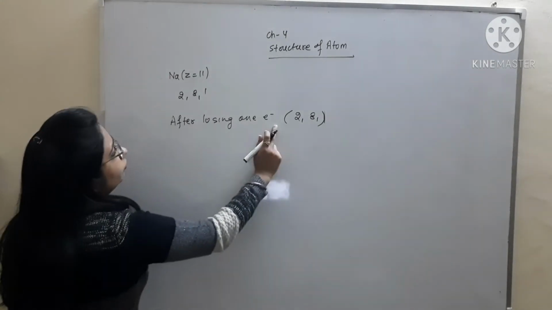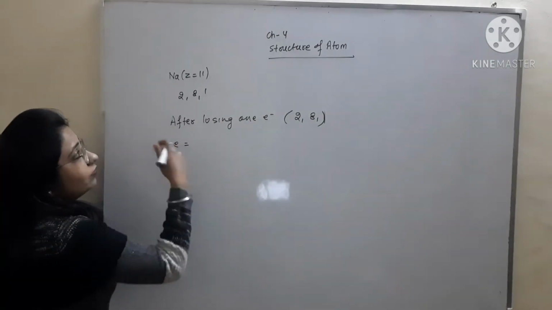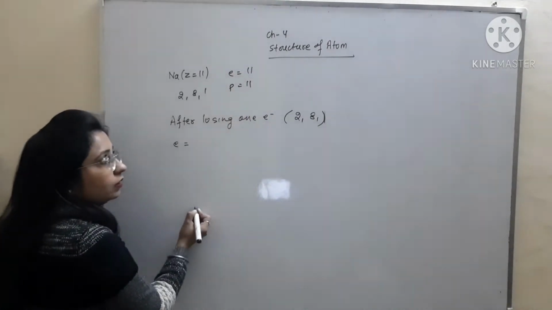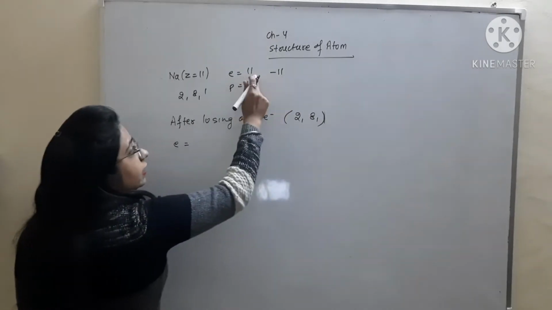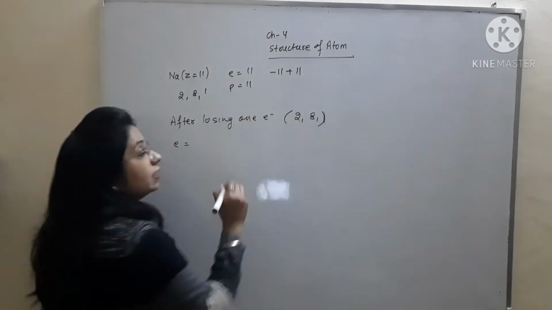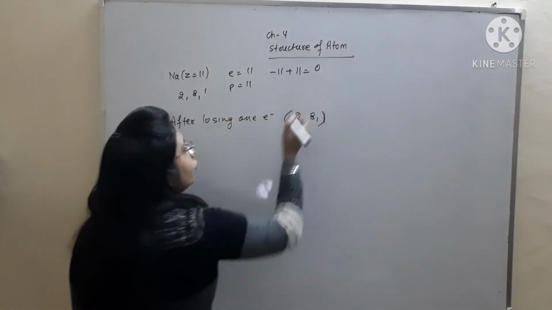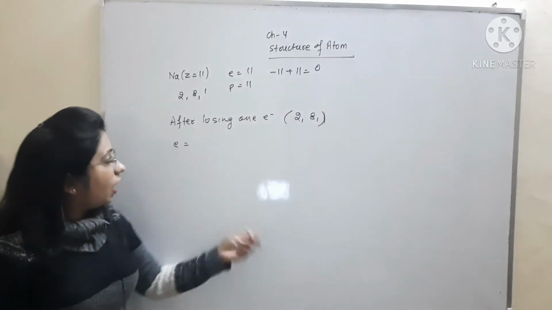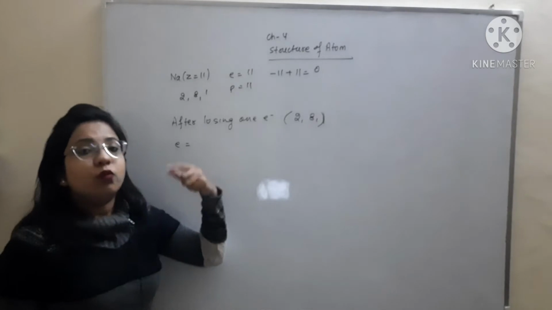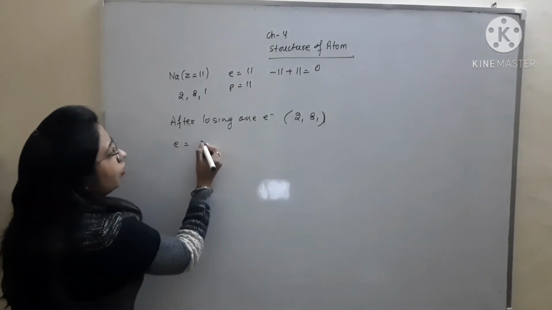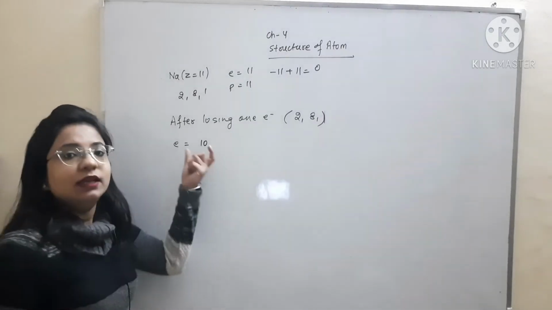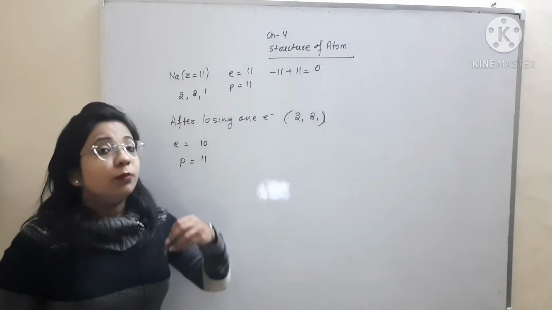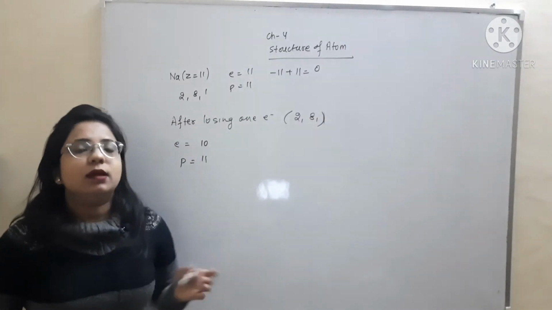But after losing one electron, how many electrons does sodium have? Earlier sodium had 11 electrons and 11 protons. Because of 11 electrons it has minus 11 charge, and because of 11 protons it has plus 11 charge. So overall sodium has no charge, it is electrically neutral. But now as it has lost one electron, the number of electrons present in it will be 10. But the number of protons is the same, that is 11. The number of protons can't be less than the number of electrons.